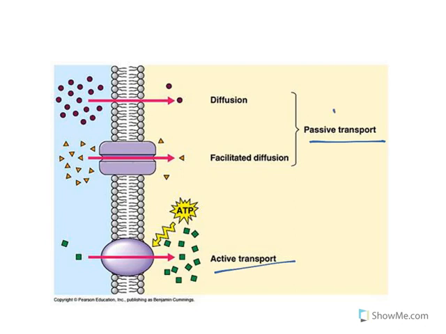Passive is telling me that no energy or no ATP is involved in that type of transport across the plasma membrane of a cell. In active transport, you are telling me that energy or ATP is required.